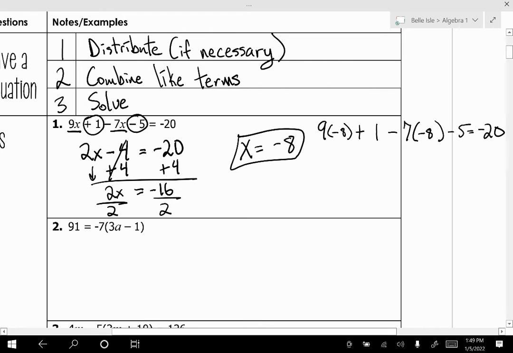Okay, you've got 9 times negative 8 is negative 72, plus 1 plus 56 minus 5 equals negative 20. Negative 72 plus 1 is negative 71. Plus 56 is going to be negative 15. And then minus 5 is going to be negative 20. Okay. So as long as they match up, you're good. But again, you don't need to show me that today.